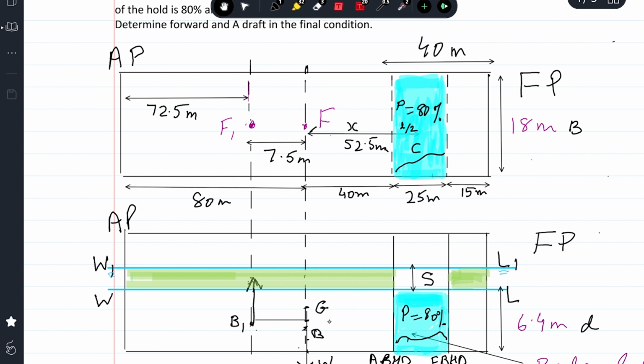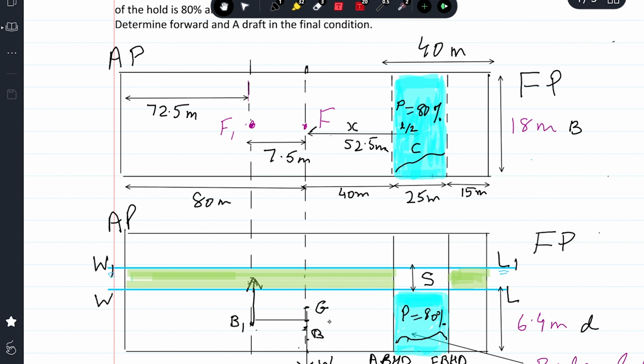So there are two things happening here. First of all, to regain the volume lost, the vessel sinks further. S is the sinkage here. This will change the KB. KB in a box shaped vessel is half of the draft. So the draft has increased now, so KB will also increase. It will change.